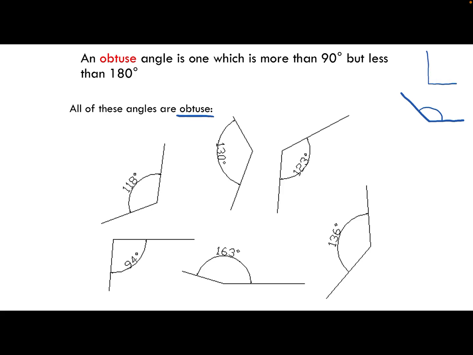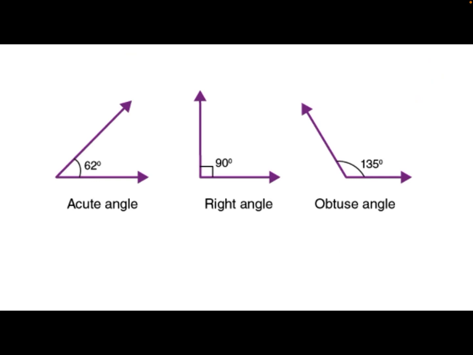The way I estimate my angles, I picture a right angle in my mind, and if I want an acute one, I'm going to go for less. If I want an obtuse angle, I'm going to go for more than 90, but less than 180. So, as we say, acute angles are less than 90, right angles are 90, obtuse angles are more than 90 but less than 180.